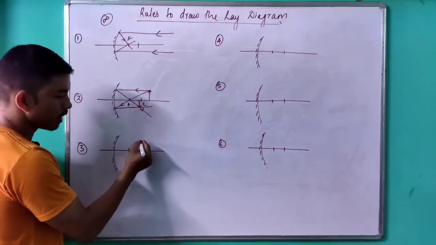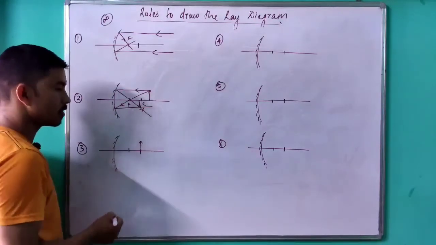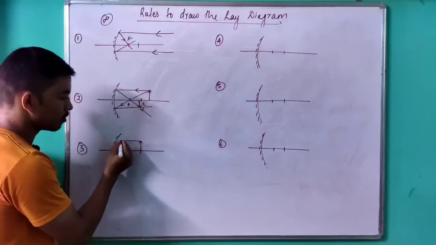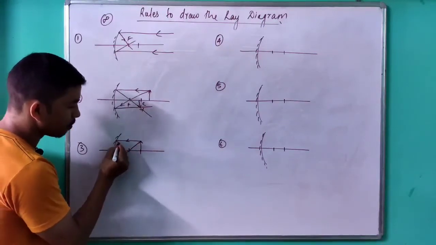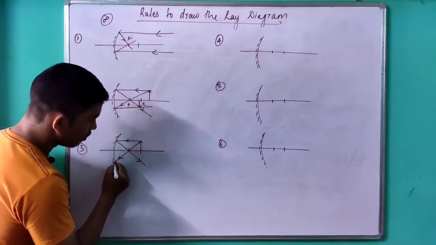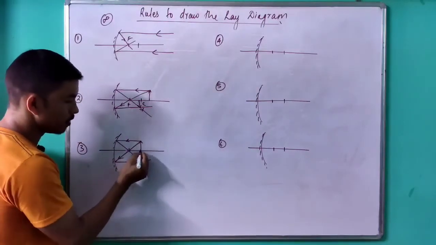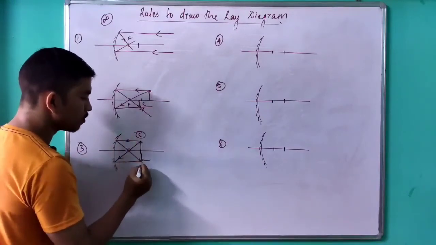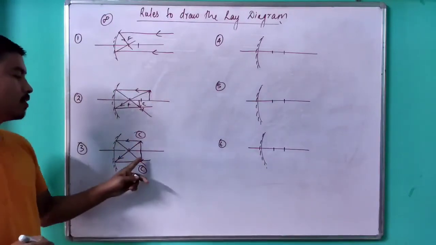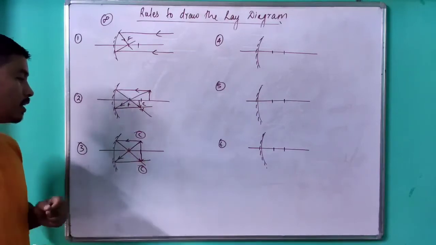Now another case, when I keep the object exactly at the center of curvature. I will draw two rays, one parallel and another passing through the focus. The one parallel will pass through the focus, and the other will go parallel to the principal axis. So we see that when the object is at the center of curvature, the image will also be formed at the center of curvature. The image is inverted, same size and real.